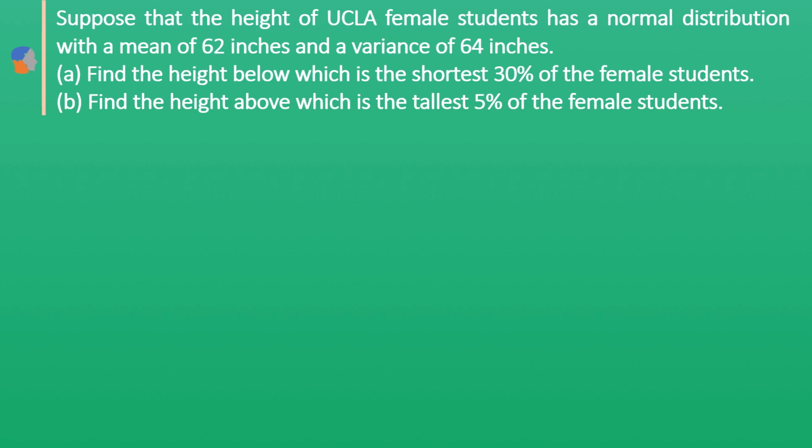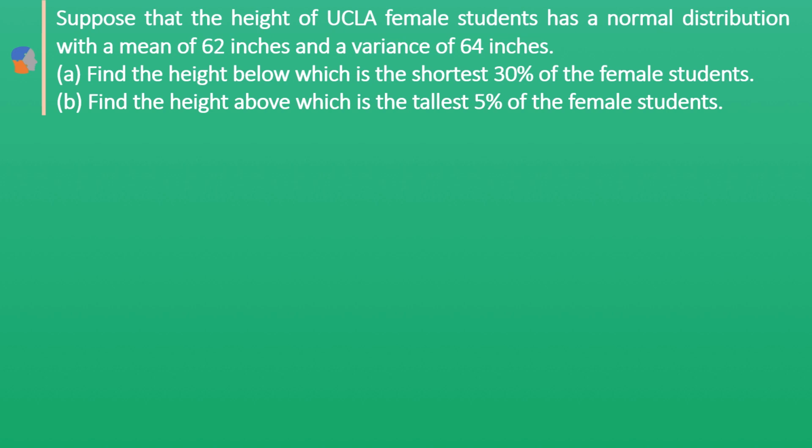Let me explain this example. Suppose that the height of UCLA female students has a normal distribution with a mean of 62 inches and a variance of 64 inches. Before I go to these questions, let me define a random variable and write down the given information. What is the random variable here?